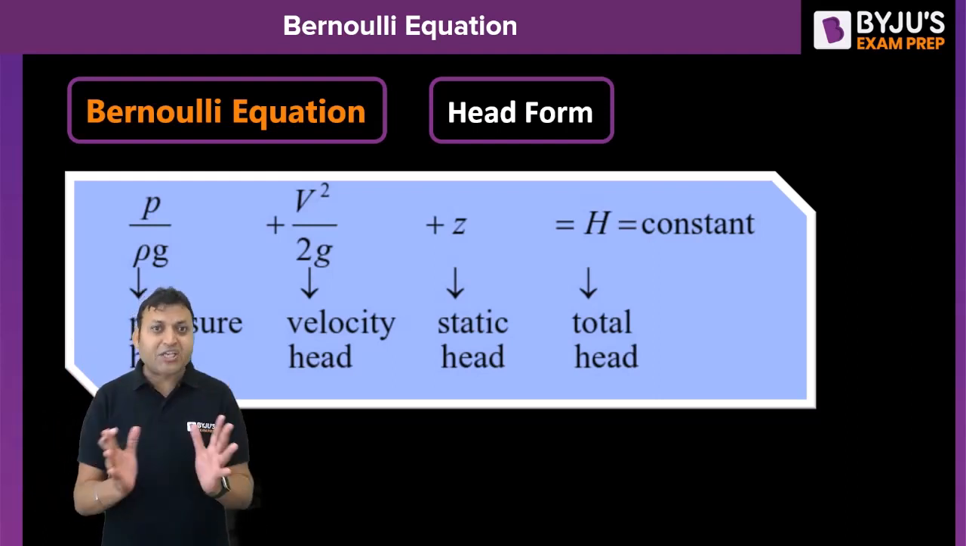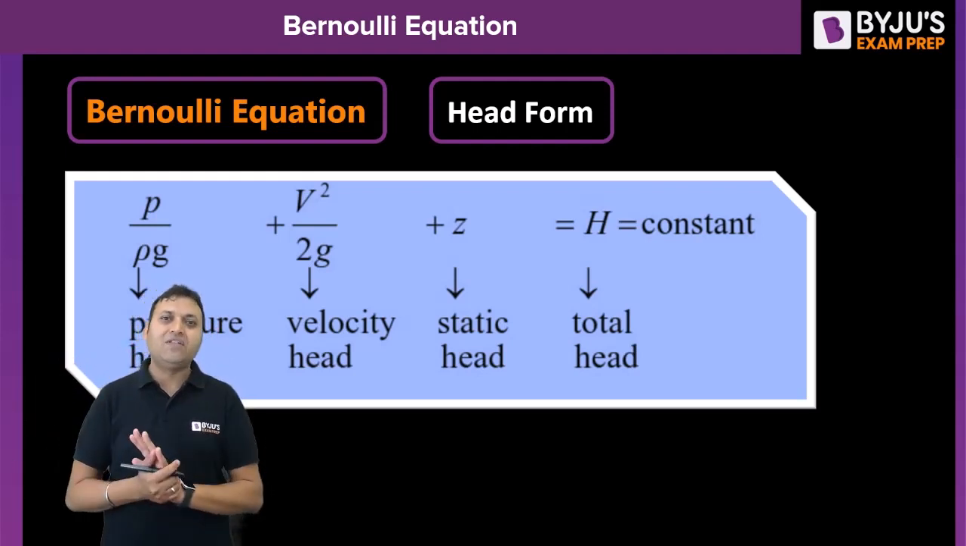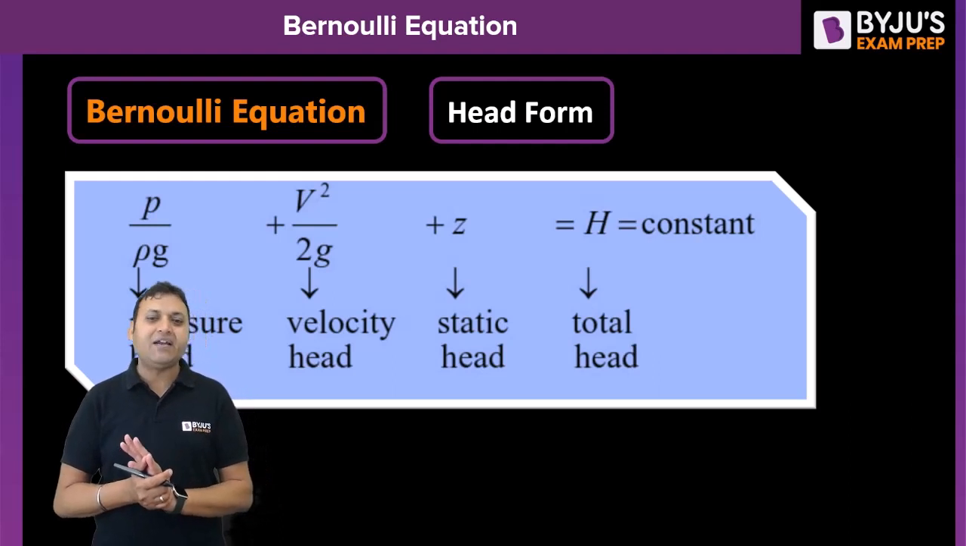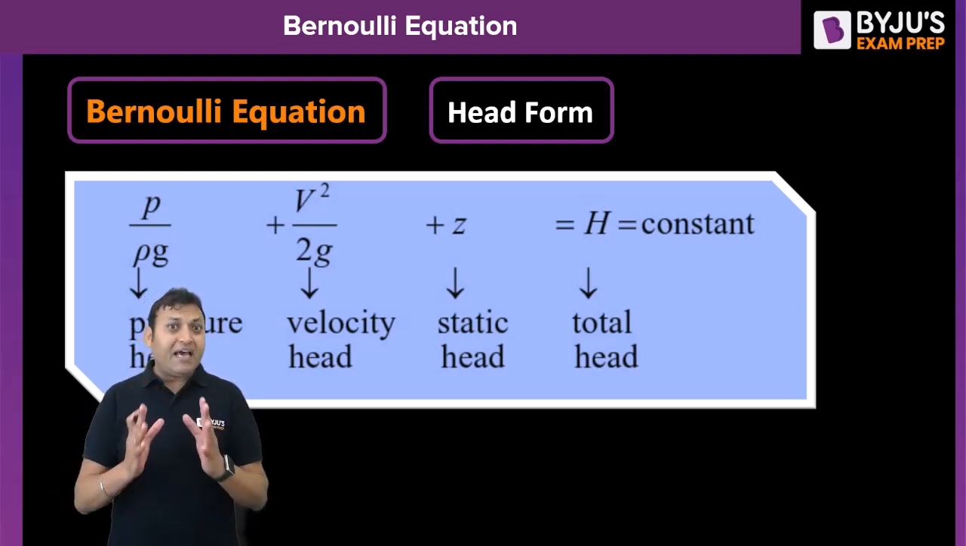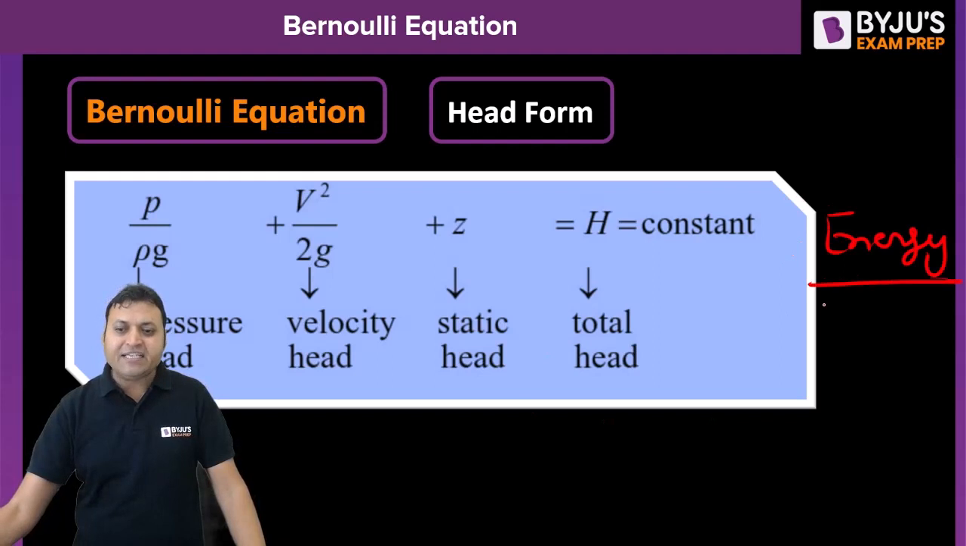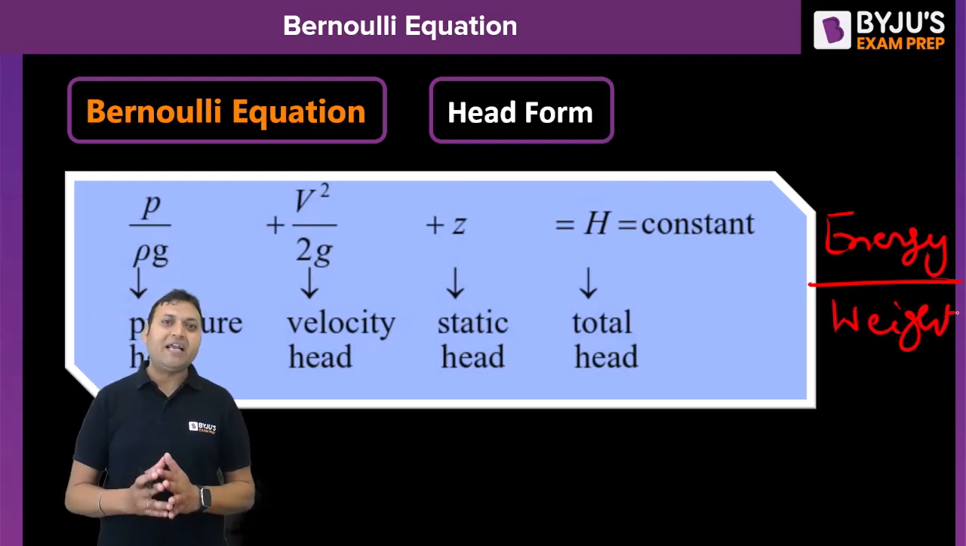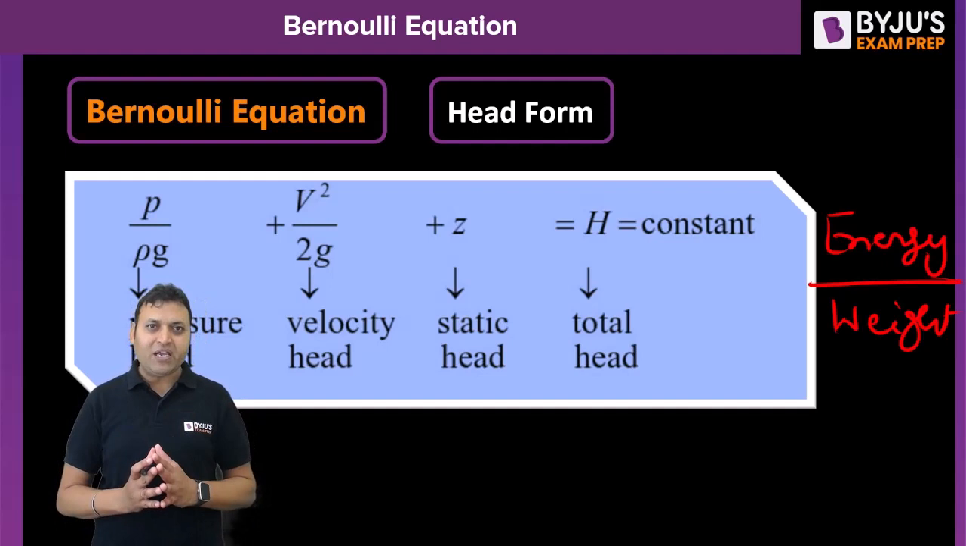So summation of these three terms will make the total energy head of the flowing fluid H, which remains constant for an ideal flow. So there are three types of expression. If we write this expression in terms of energy, each and every term represents energy per unit weight of the flowing fluid. And energy per unit weight becomes the meter. That is why it is called the head form of the Bernoulli equation.